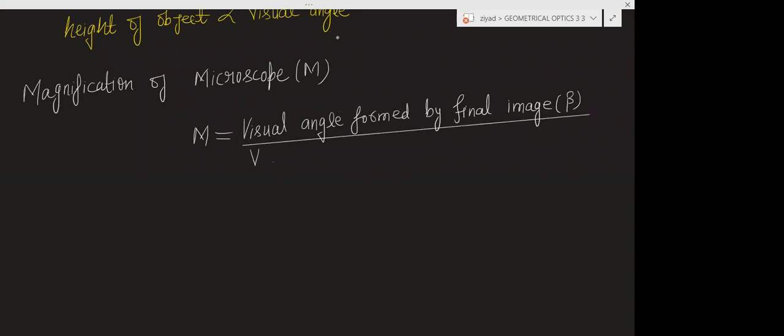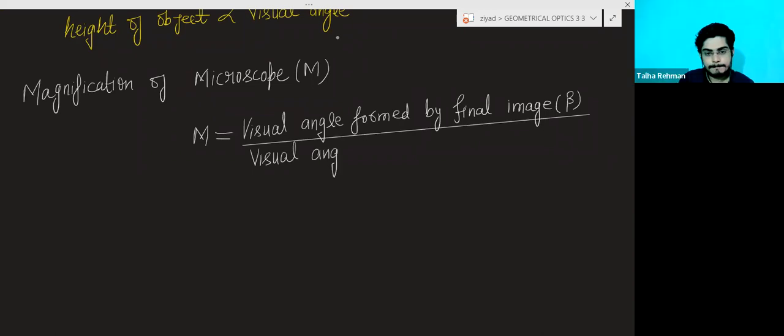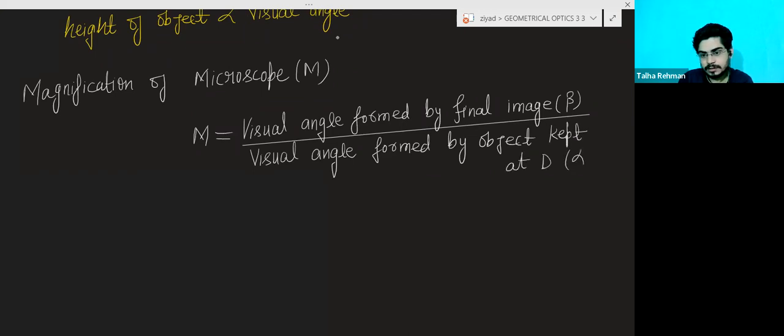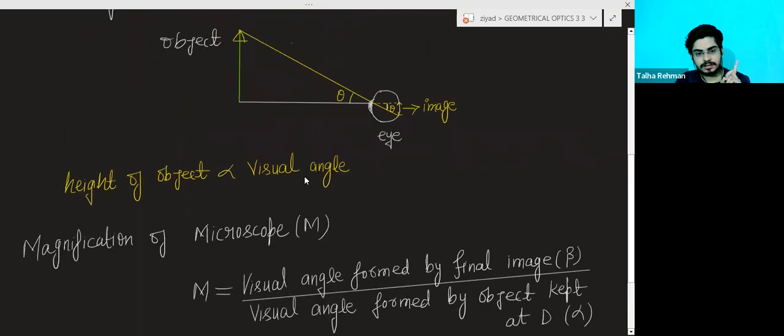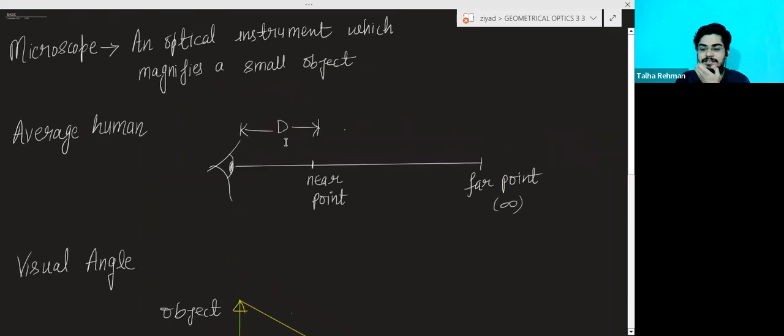the visual angle formed by the object kept at D. What is D? D is the least distance of distinct vision or near point.